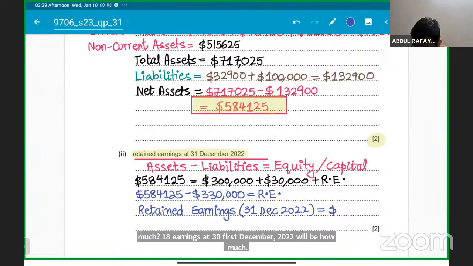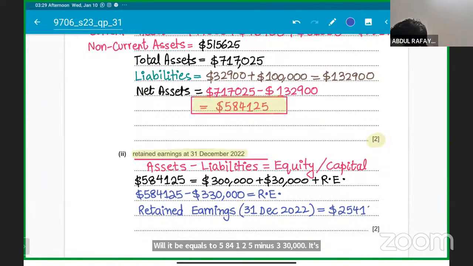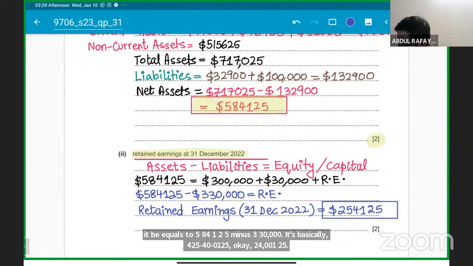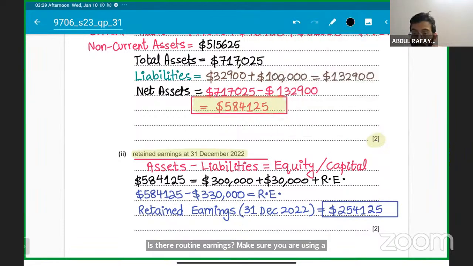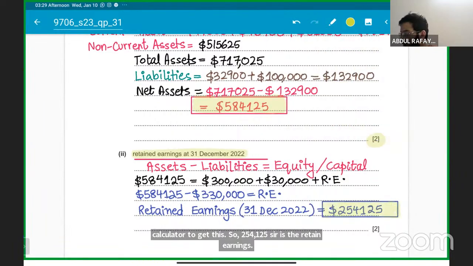584,125 minus 330,000. It's basically 254,125. Okay, 254,125 is the retained earnings. Make sure you are using a calculator to get this. So 254,125 is the retained earnings for this.